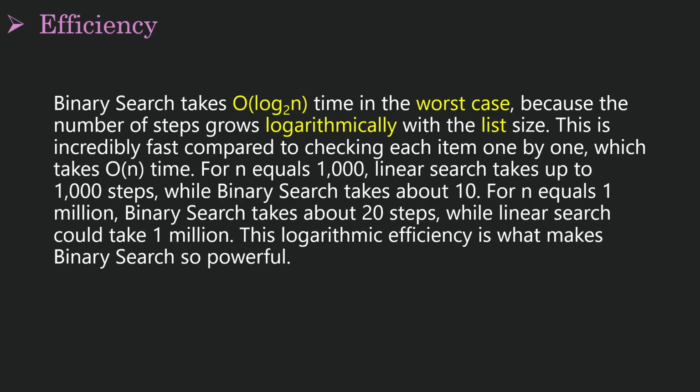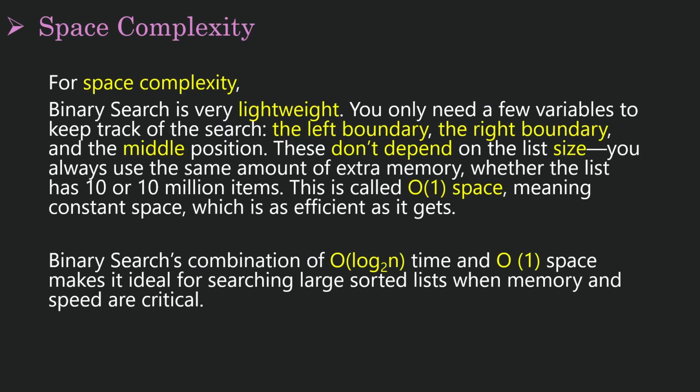In efficiency terms, binary search takes O of log base 2 of n time in the worst case, because the number of steps grows logarithmically with the list size. This is incredibly fast compared to checking each item one by one, which takes O of n time. For n equals 1,000, linear search takes up to 1,000 steps, while binary search takes about 10. For n equals 1 million, binary search takes about 20 steps, while linear search could take 1 million. This logarithmic efficiency is what makes binary search so powerful.